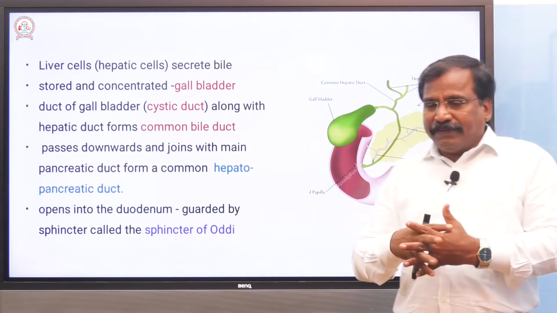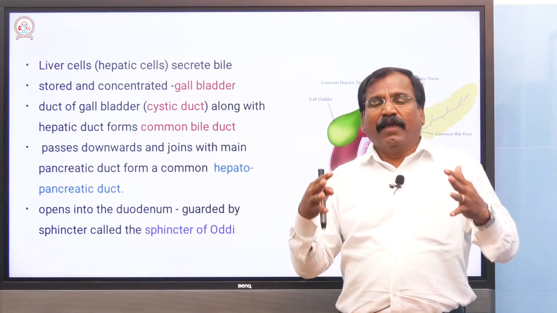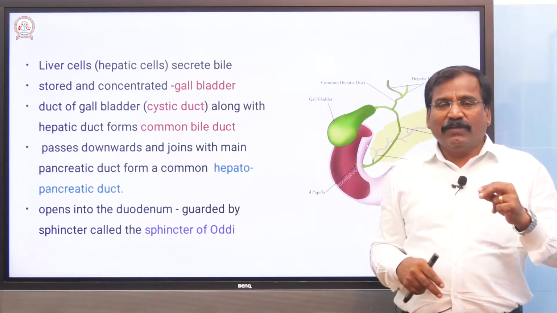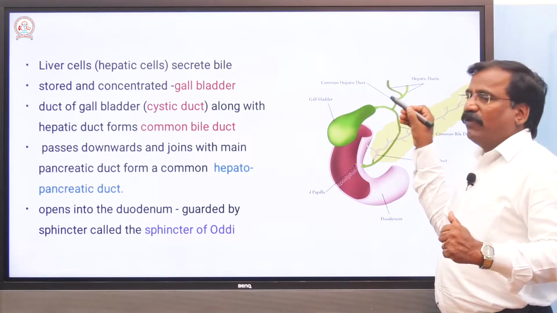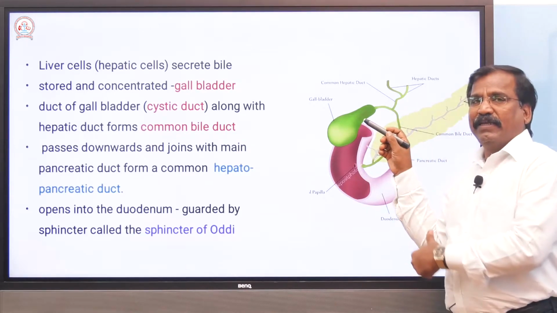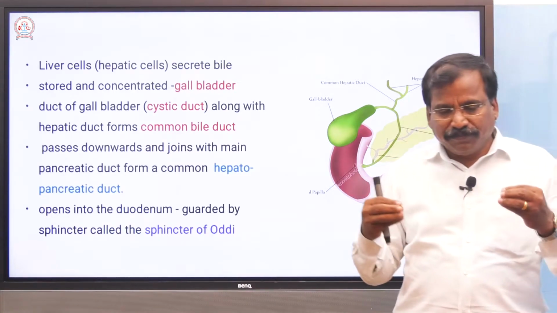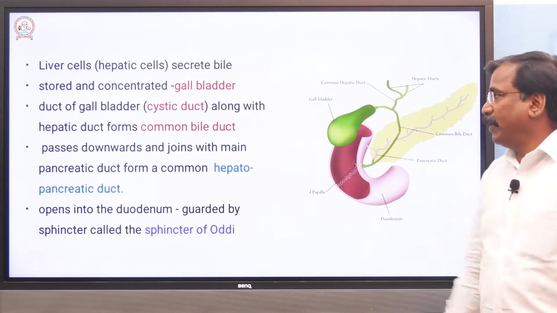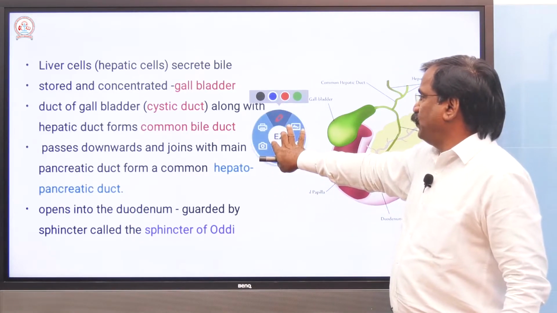The hepatic cells of the liver secrete the bile juice. The secretion produced by the liver is called bile juice, and the bile juice is temporarily stored and concentrated in the gallbladder. That greenish balloon-like structure is the gallbladder, where the secretion is stored temporarily and concentrated. And what are the ducts which are connected and associated?